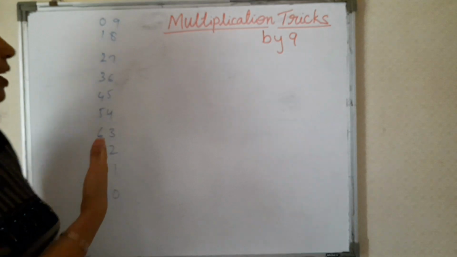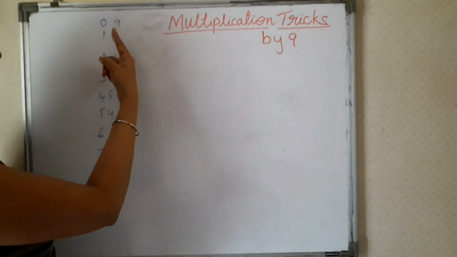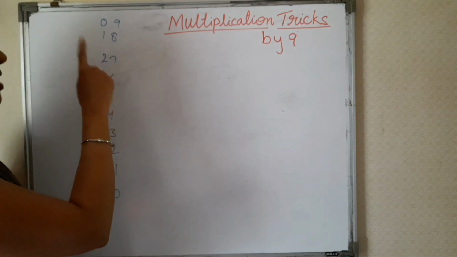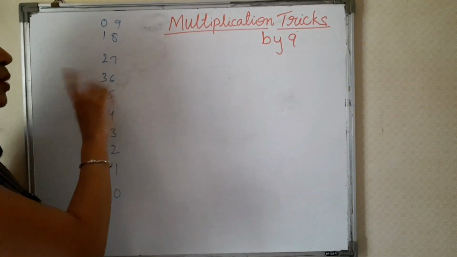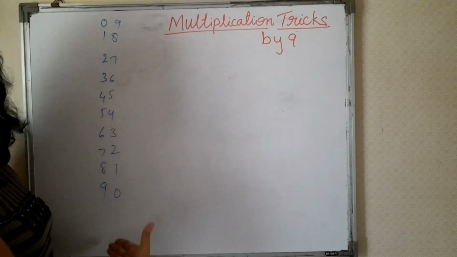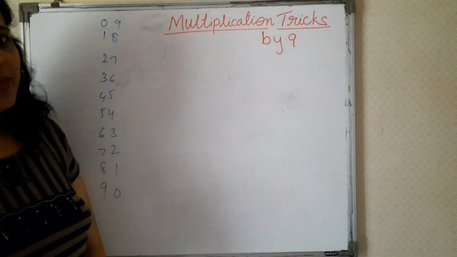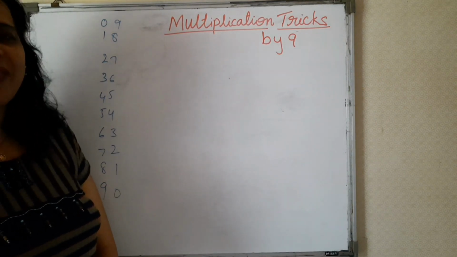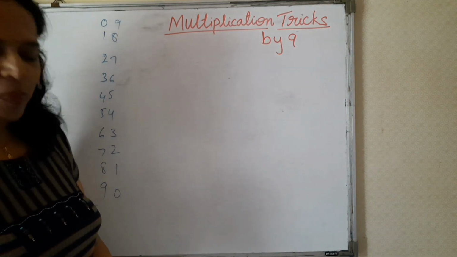Look at this table of 9. Do you ever observe this 9 table? When you add 9 plus 0 is 9, 8 plus 1 is 9, 2 plus 7 is 9, 3 plus 6 is 9, 4 plus 5 is 9, and the same you can see here. When you add two numbers, it becomes 9. This is the magic of 9. So let us see multiplying 9 with different numbers.